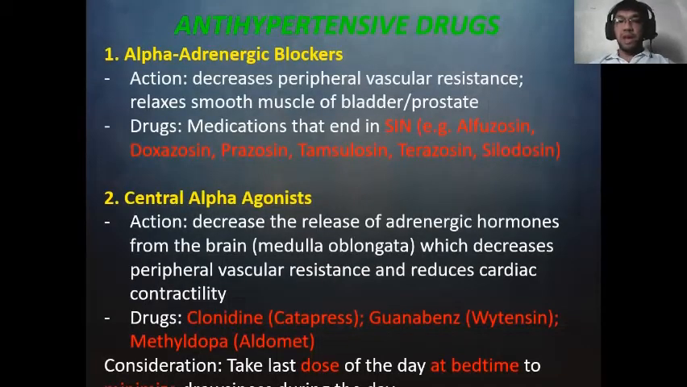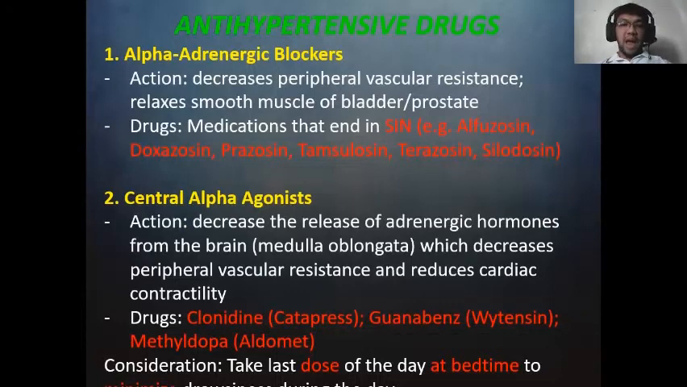Now, we go to the anti-hypertensive drugs. Number one, we have the alpha adrenergic blockers. What is the action? They decrease the peripheral vascular resistance and relax both the smooth muscles of the bladder and the prostate. These are medications that always end in the suffix sin. Examples are alfuzosin, doxazosin, prazosin, tamsulosin, terazosin, and silodosin. Remember, alpha adrenergic blockers always end in the suffix sin.